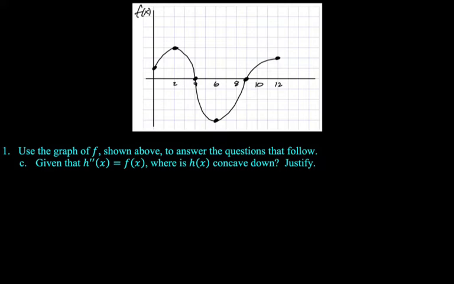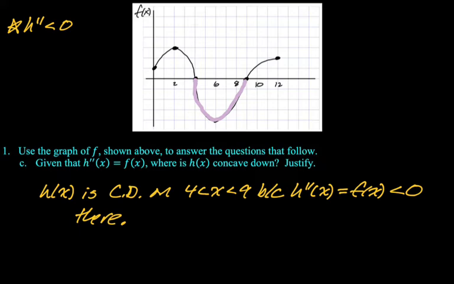Next up, this is like a reading a derivative type of question. I love these. Given that h double prime is equal to f of x, so now we're looking at the graph of the second derivative, where is h of x concave down? Looking at the graph of the second derivative, we need the second derivative to be negative for a function to be concave down. Negative means below the axis, so on this interval, that looks like 4 to 9. So I will say h of x is concave down on 4 to 9 because h double prime, which equals f of x, is less than 0 there. I think that's a totally good answer.